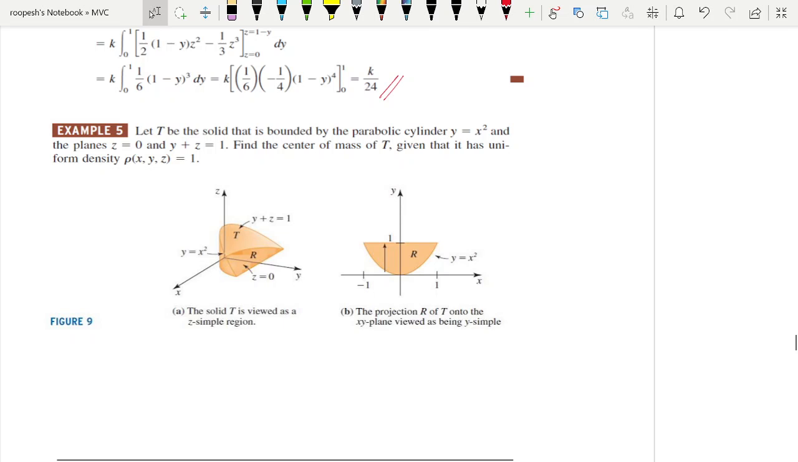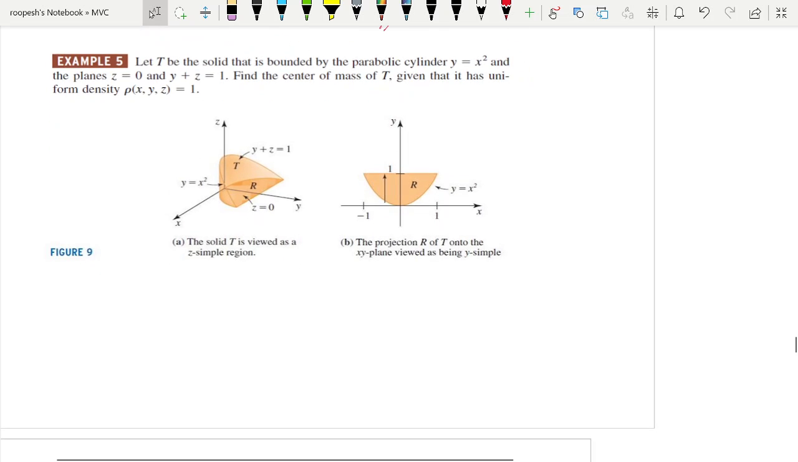Only that thing we have to note here. Like in example 5, let T be a solid that is bounded by the parabolic cylinder, so a parabolic cylinder, because the cross section could be a parabola. The cylinder y equals x squared, and the planes z equals 0 and y plus z equals 1. Find the center of mass of T given that it has uniform density.